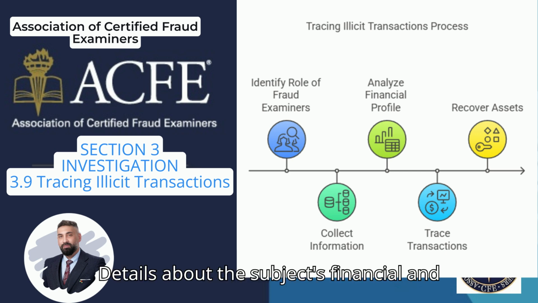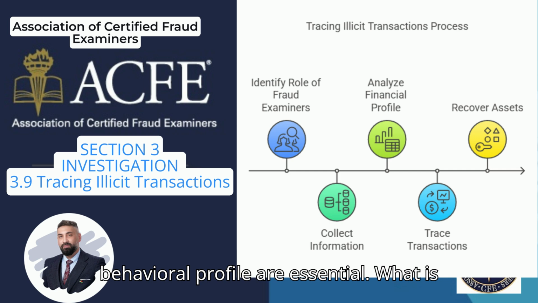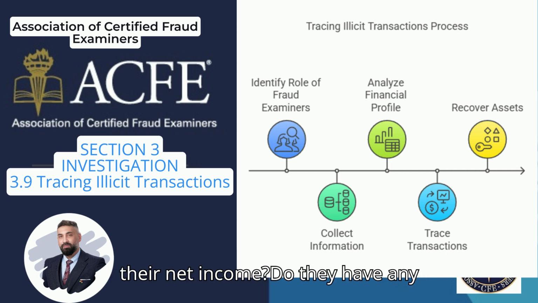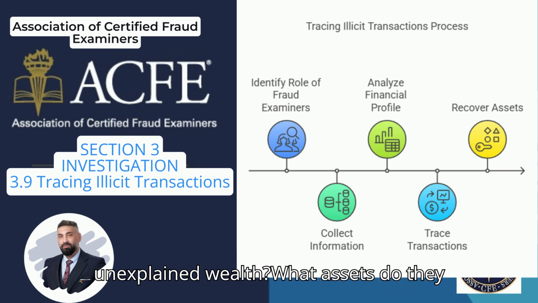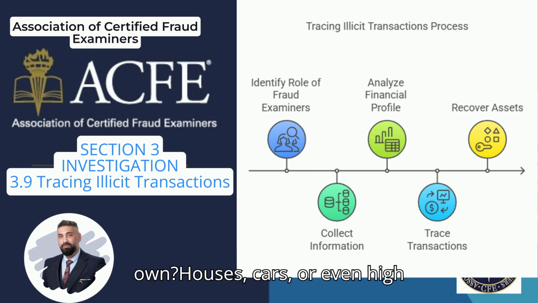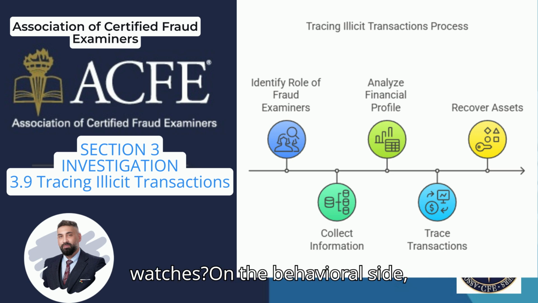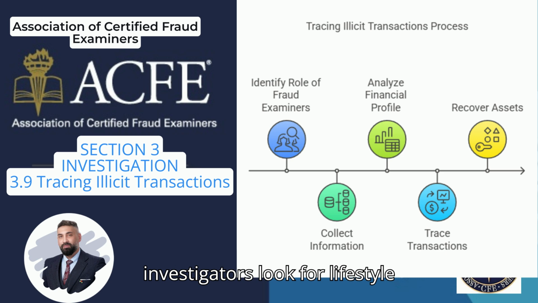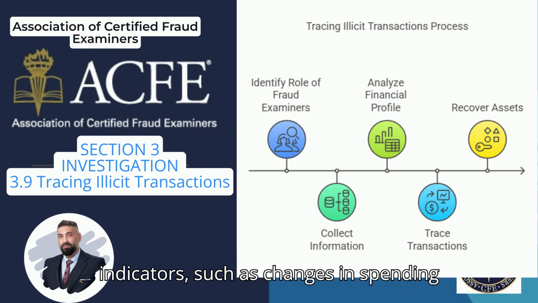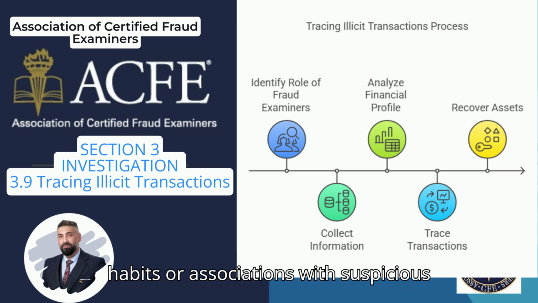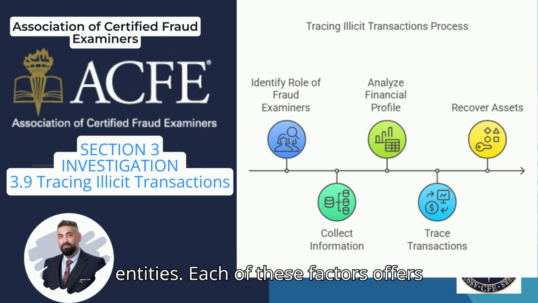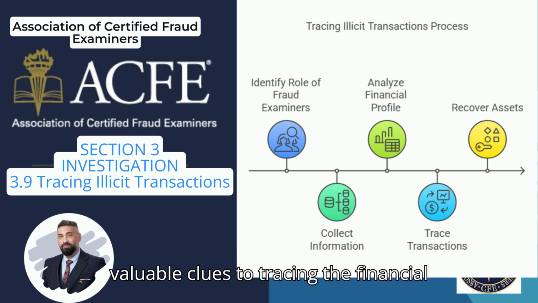Details about the subject's financial and behavioral profile are essential. What is their net income? Do they have any unexplained wealth? What assets do they own? Houses, cars, or even high-value collectibles like boats or luxury watches. On the behavioral side, investigators look for lifestyle indicators, such as changes in spending habits or associations with suspicious entities. Each of these factors offers valuable clues to tracing the financial trail.